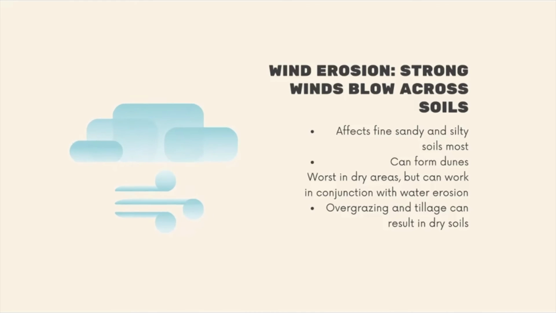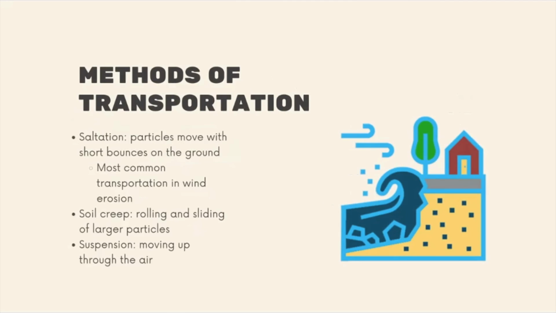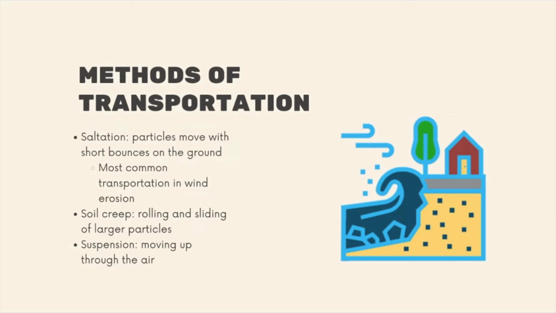With wind erosion, the methods of transportation are going to be saltation, soil creep, and suspension. So saltation is basically when the particles move with short bounces on the ground, and that's the most common transportation in wind erosion. Soil creep is the rolling and sliding of larger particles, and suspension is the particles moving parallel to the ground and up through the air.